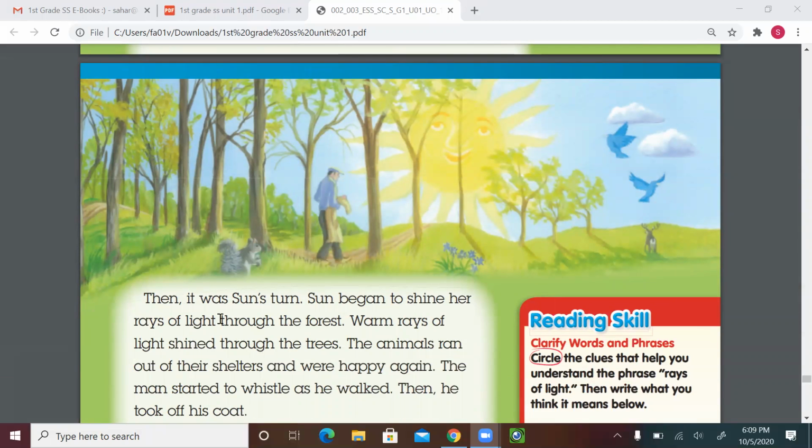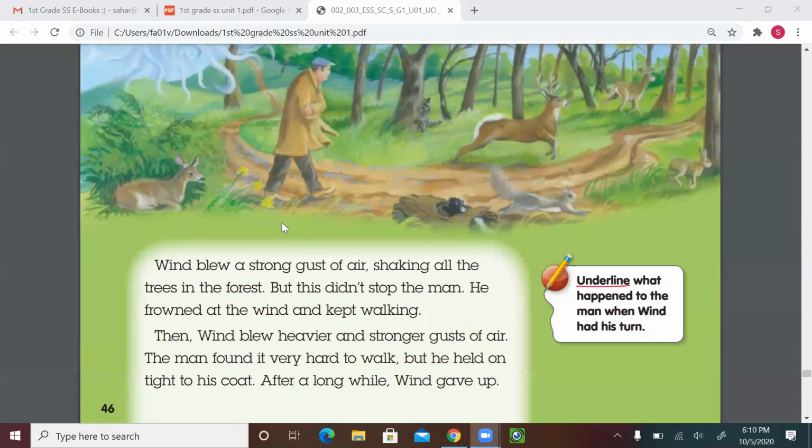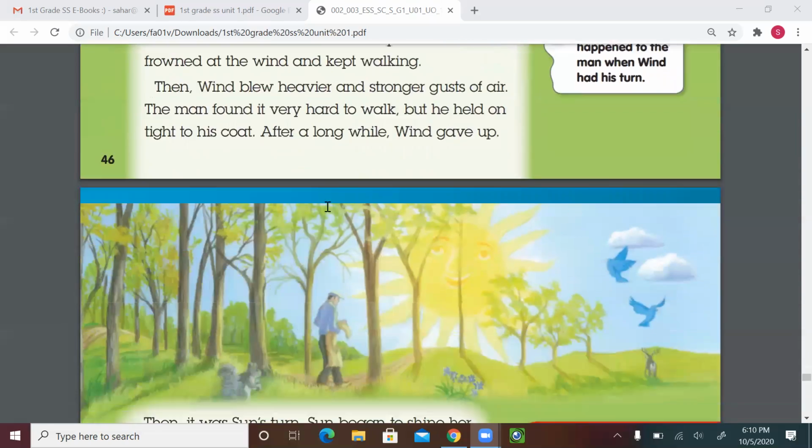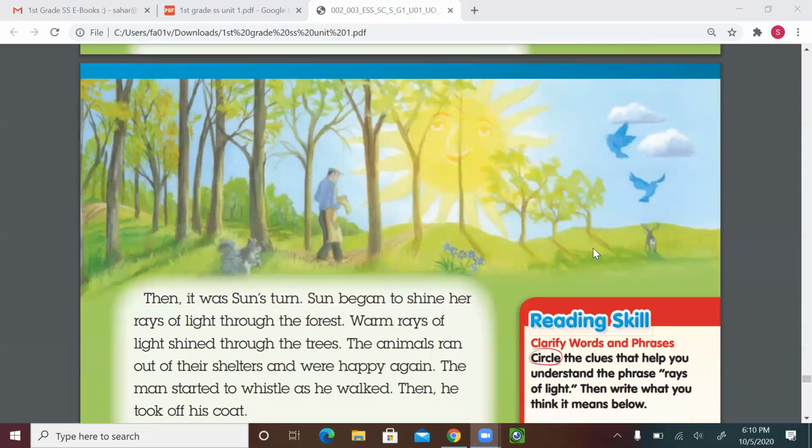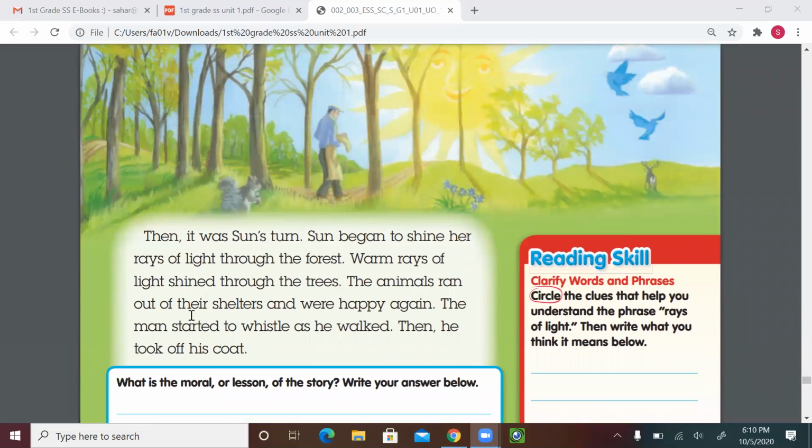Sun began to shine her rays of light through the forest. Warm rays of light shine through the trees. The animals ran out of their shelters and were happy again. Remember, when the wind was blowing, look at the animals. Everyone was hiding. It was very windy and animals were not happy. But when it was the sun's turn and the sun shone, as you see, animals went back and enjoyed their day.